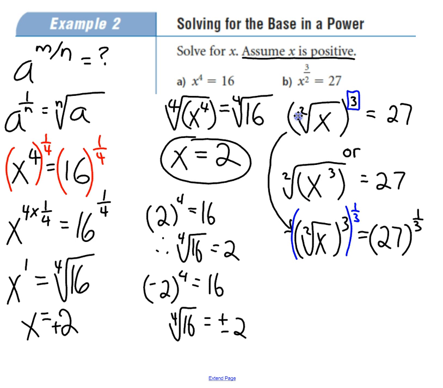And on the left side, 3 times 1/3 gives us 1. So basically the square root of x to the 1 equals 27 to the 1/3. The third root of 27 is 3. Now we're getting closer to isolating x. On the left side we have the square root of x. What's the opposite operation to the square root? It would be squaring it.